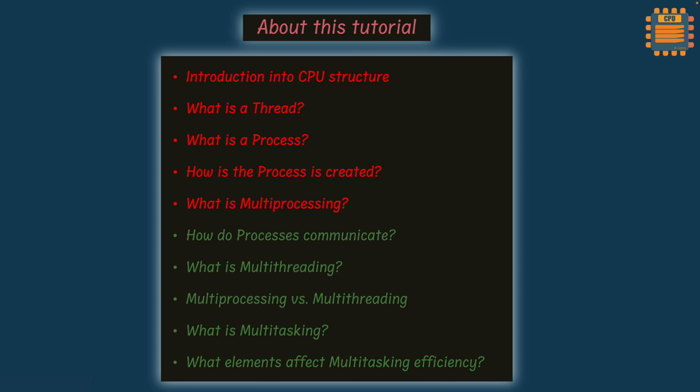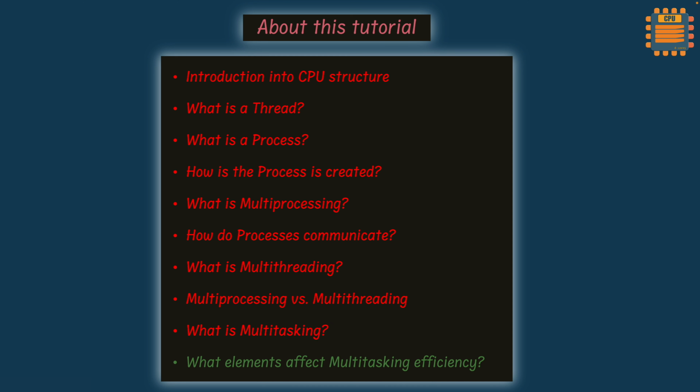Moving on, we'll discuss how multiple processes can run simultaneously on a computer. Addressing inter-process communication, we will explore the methods and mechanisms that enable processes to exchange data and collaborate within a multiprocessing environment. Later in the tutorial, we'll introduce multithreading as a technique where multiple threads within a process can execute independently and concurrently. To enhance clarity, we'll compare multiprocessing and multithreading, outlining the distinctions between the two and highlighting their respective strengths.